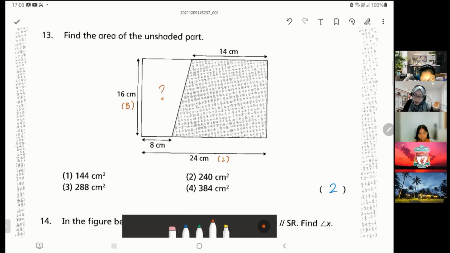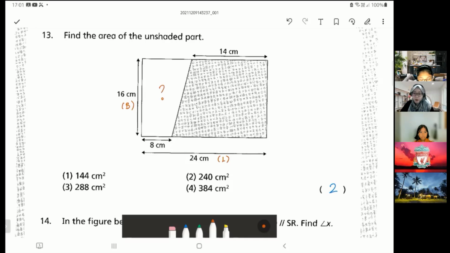Now, if you look at the unshaded part and the shaded part, are they shapes that you know? It's not a shape that you can find the area of straight away, right? It is actually a trapezium, but you have not learned how to find the area of a trapezium. You have only learned how to find the area of triangles, rectangles, and squares, right? Circles you haven't either, you'll be learning it soon. But trapezium is not in your syllabus. It is in your secondary school syllabus.